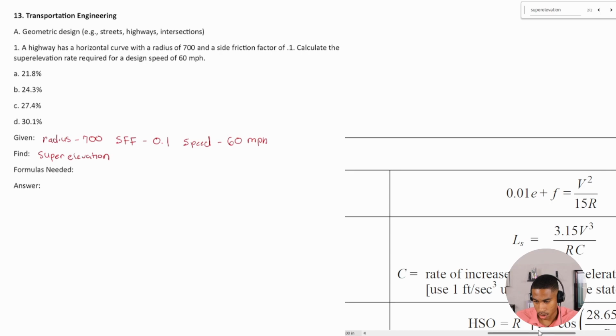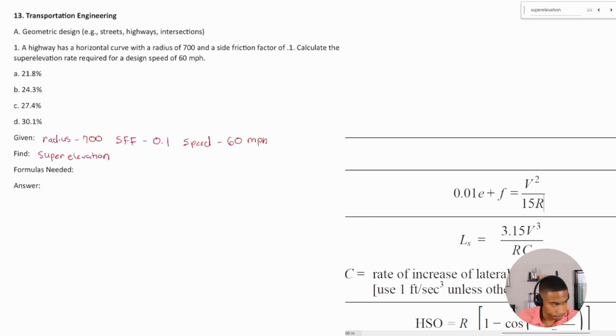So it's going to be 0.01 e plus f, which is 0.1, the side friction factor, and that's equal to 60 squared over 15 times 700.